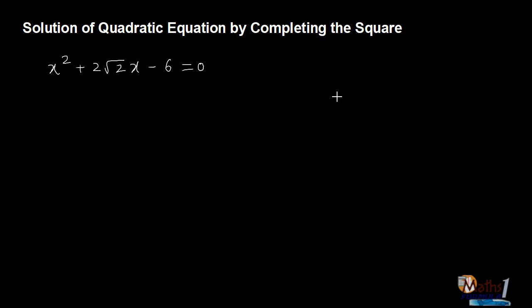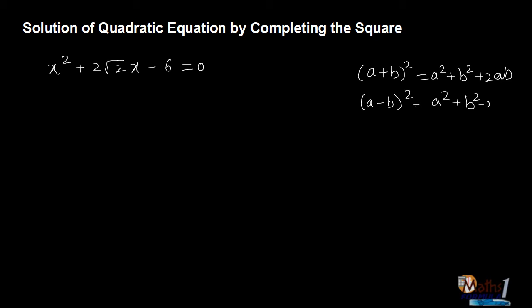For the completing the square method, you should at least understand two identities: a plus b whole square, which is a square plus b square plus 2ab, and a minus b whole square, which is a square plus b square minus 2ab. We'll decide which identity to use based on that particular sign. So let's go back to our question.